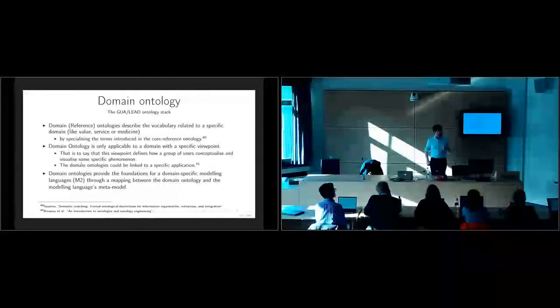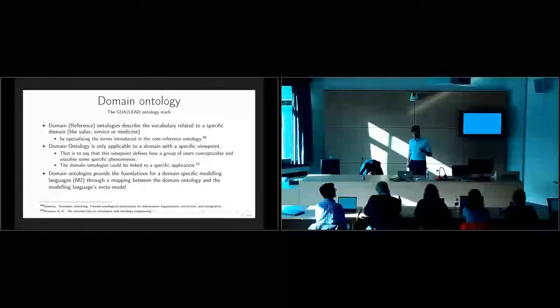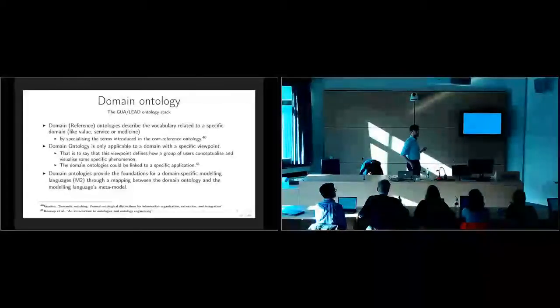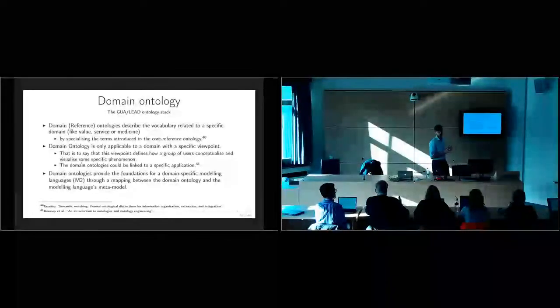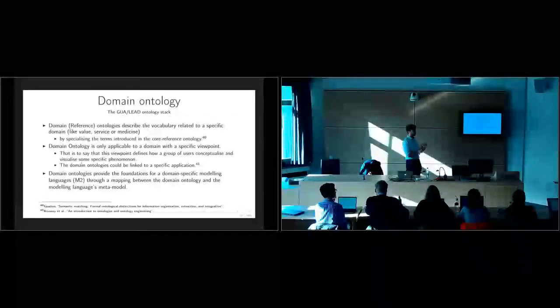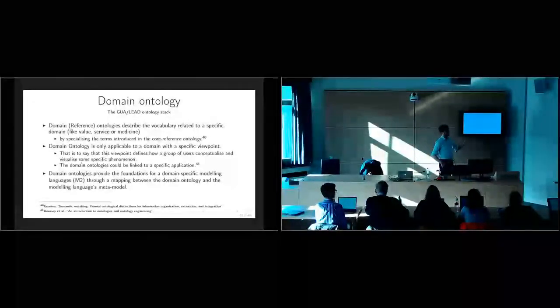Domain ontologies are only applicable to domains with a specific viewpoint. So that is typically the level where we have specialists. So specialist language, jargon, is something that fits in a domain ontology.